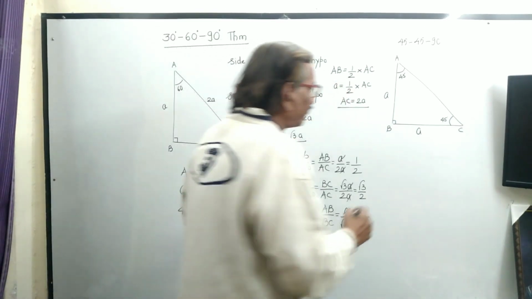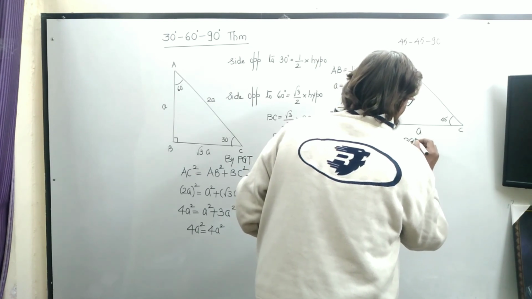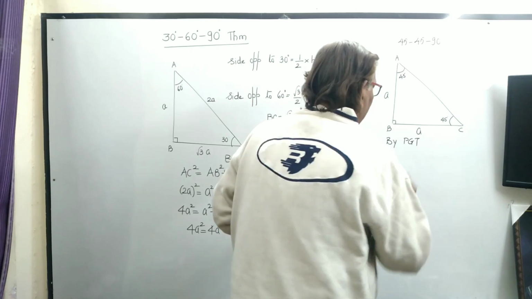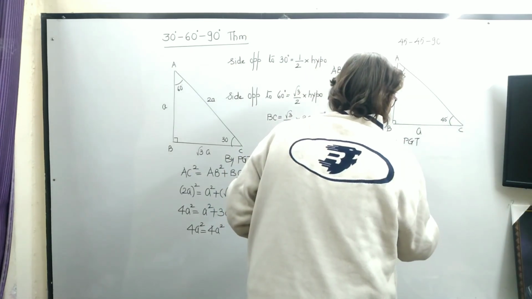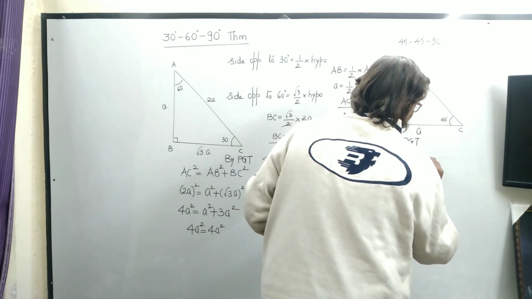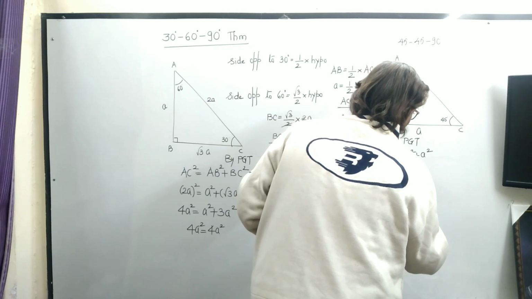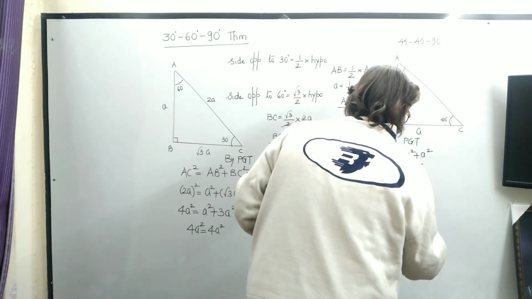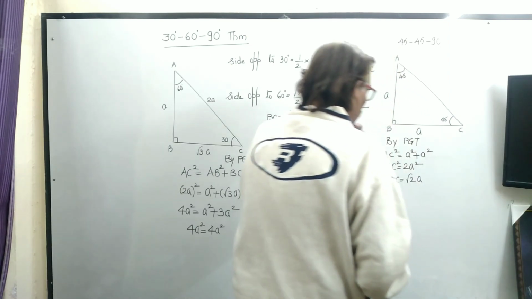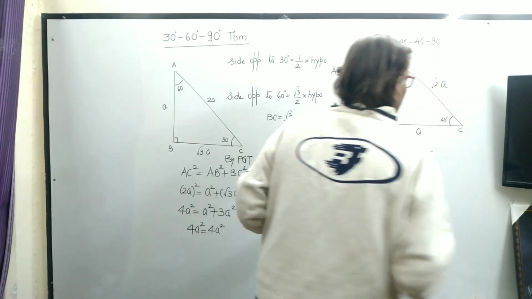Now by Pythagoras theorem, what happens here? a square plus a square is equal to AC square, or in simple words, AC square is equal to a square plus a square. AC square is equal to 2a square. AC is equal to root 2 into a. Here it becomes root 2 into a.